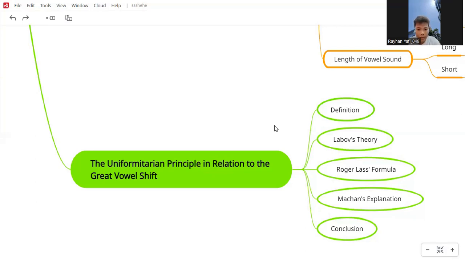So, we can assume the English of the past to have varied in the same ways as different varieties of English do in the present. We know that the original variation was commonplace, but on the basis of the uniformitarian principle, we can assume.